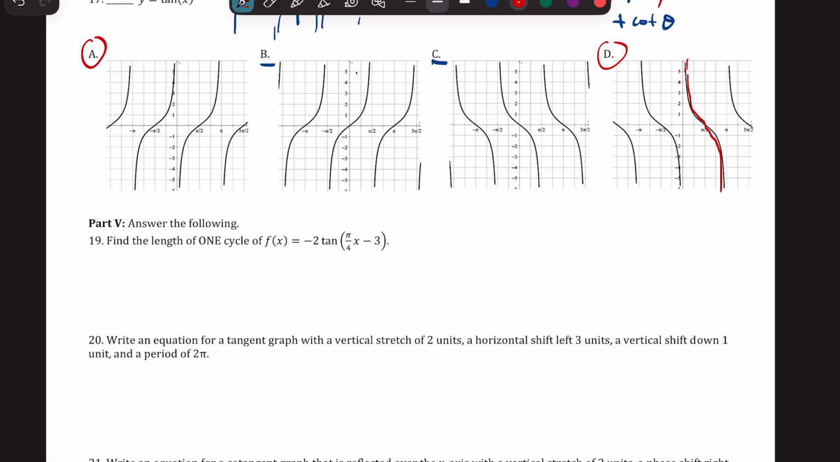Part 5. To figure out the length of one cycle really just means find the period. So I'm going to take my coefficient here. I'm going to do 2 pi divided by pi over 4, which really is just the same as 2 pi times 4 over pi. The pi's can cancel, and so your period just ends up being 8. So period equals 8.